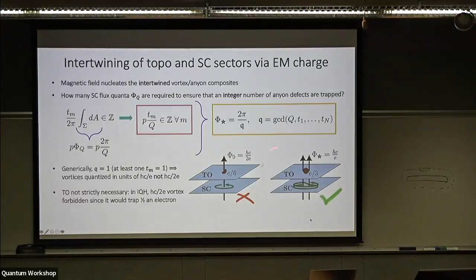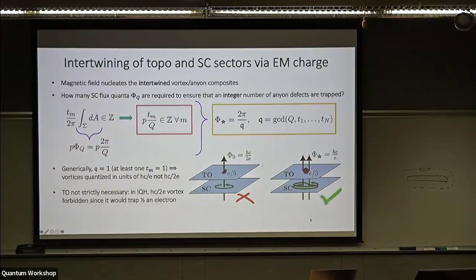And so if I were to thread your usual flux quantum for a superconductor, hc over 2e, a pi flux, then you would trap half of an anion. You can't do that. So all of your fluxes need to double up in the system so that you are only trapping a single anion. Generically, this is what you see, at least in the models that have been built so far. This is always going to be the case, that you get this doubling of these fluxes.